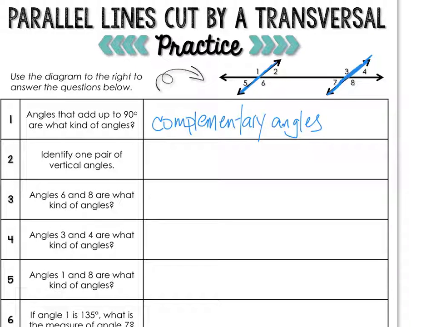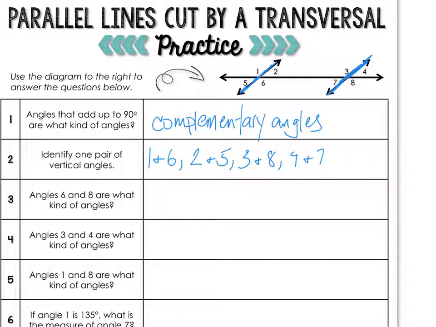Identify one pair of vertical angles. Again, stop this at any time, fill out what you can, come back, listen to me do the rest. Identify one pair of vertical angles. We've got lots of them. 1 and 6, 2 and 5, 3 and 8, 4 and 7, right? These are all vertical.